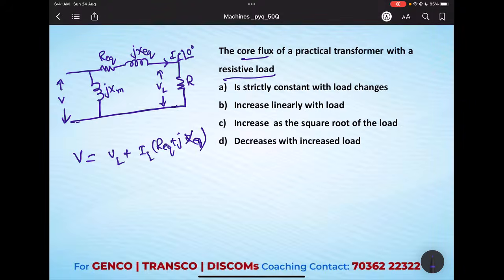Okay, all these are in phasors. We need to remember it is a phasor sum of load voltage plus voltage drop across the R equivalent and j X equivalent. We know that core flux phi is directly proportional to the applied voltage V. We need a magnitude, no? So for calculation of magnitude, what will come?